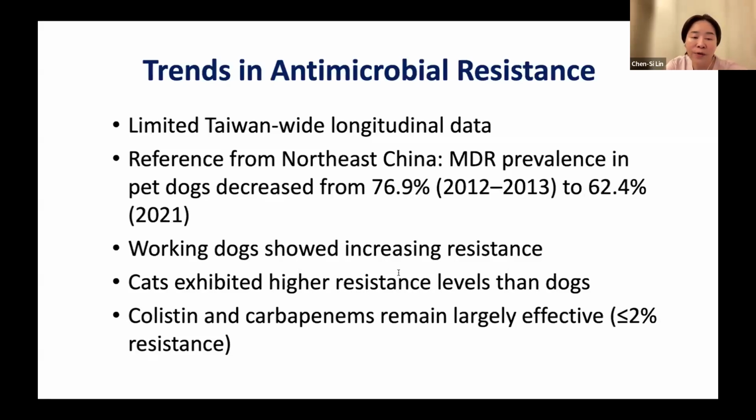environmental pressure. We also see that cats tend to exhibit higher levels of antimicrobial resistance than dogs. This may be due to differences in physiology, husbandry, or diagnostic practices, but it highlights that species-specific considerations are important when developing treatment guidelines. On a more positive note, both colistin and carbapenems remain largely effective, with resistance reported in less than 2% of cases. These drugs are critical last-line therapies in both human and veterinary medicine. While their continued effectiveness is encouraging, it also reinforces the need for strict stewardship and the avoidance of unnecessary use of antibiotics.